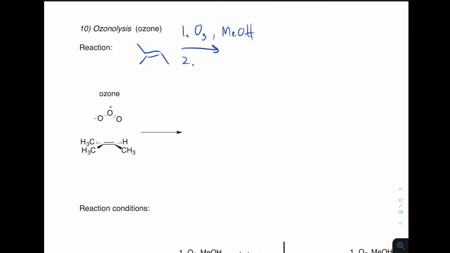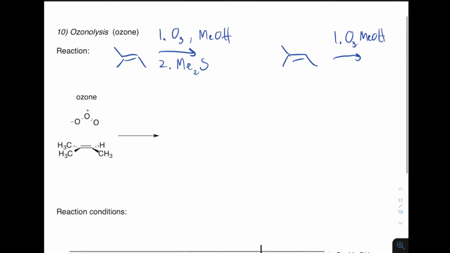followed by, in this case, dimethyl sulfide, or we can use, again, O3, methanol, with this time a peroxide and sodium hydroxide. So the products for this are going to be different. And I'll explain what the difference is in just a second here.